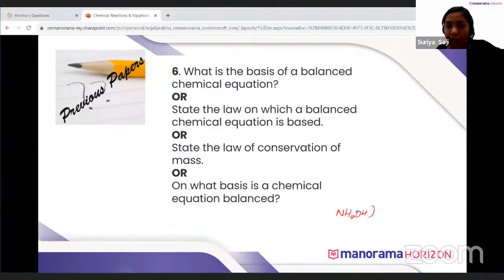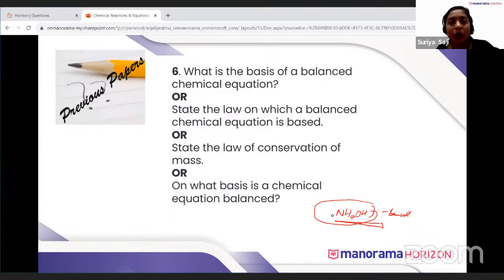NH4OH. It's based on doubt, okay? Don't think anything, okay? NH4OH is a basic salt. We can treat this one as a base as well. So in certain reactions, when we are adding ammonium hydroxide for getting that basic nature, that's considered as a base.